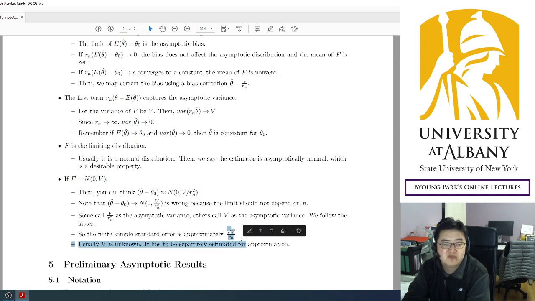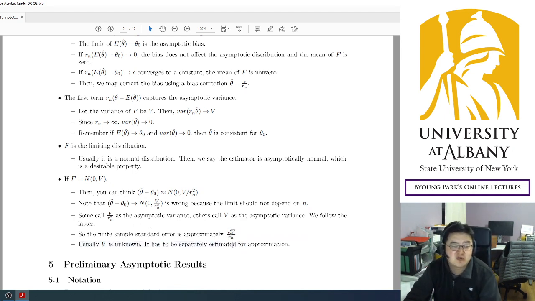And the finite sample standard error is approximately this. It's easy. The standard deviation is the square root of the variance. So the variance is given by this, and we take the standard deviation. And usually the variance V is unknown. So in practice, we have to estimate the asymptotic variance again. We are estimating the parameter theta 0 by theta hat, and we learned that the limiting distribution of the estimation error has a variance of V. But the variance is unknown, so we have to estimate the variance again. That is what we do in practice.